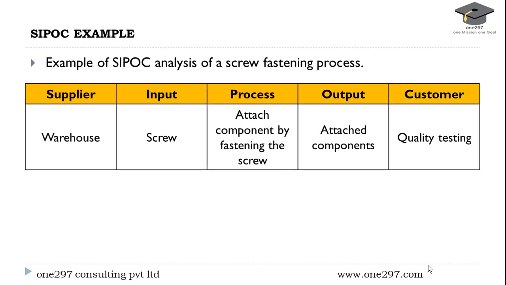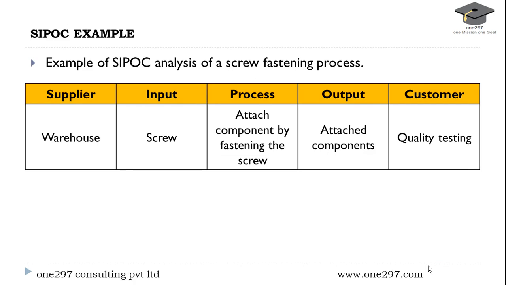Now we will take the basic example of CPOC, that is analysis of a screw fastening process. So what will be the process? Attaching component by fastening the screw. What will be the input? It will be screw. Who will be the supplier? It may be a warehouse or maybe a different company. What will be the output? Attached component. Who will be the customer? Maybe it will be a direct customer or maybe your internal quality testing department. So this is the basic example of CPOC.